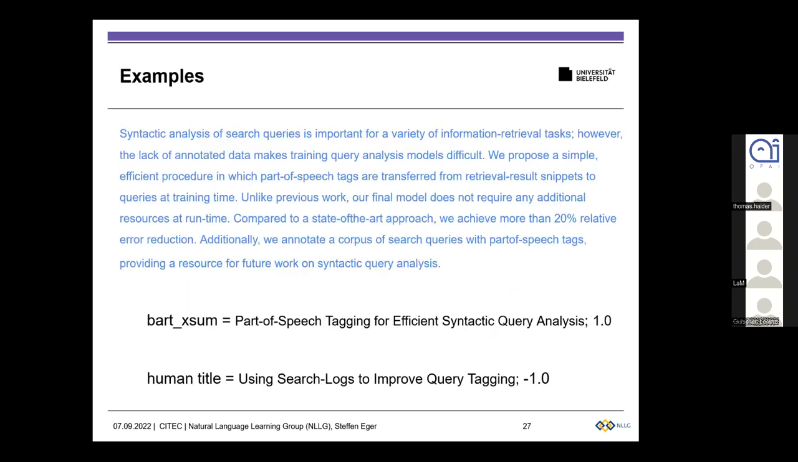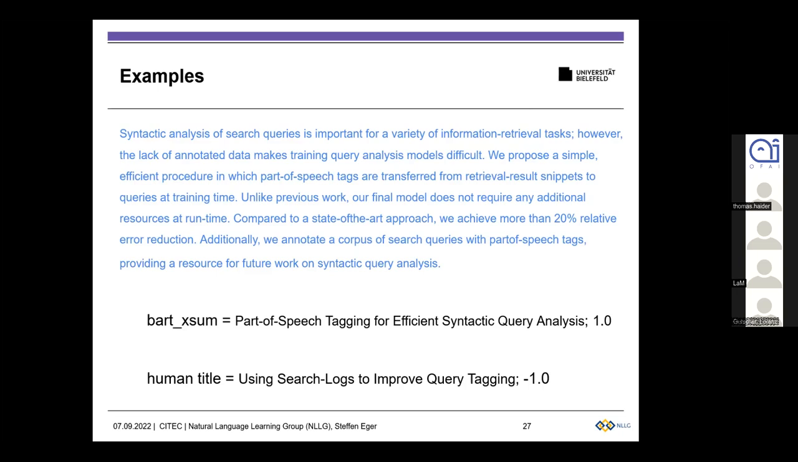So we looked a little bit into the data, at cases where the human title is selected as the worst one, and I read one out to you. The abstract is: Syntactic analysis of search queries is important for a variety of information retrieval tasks. However, annotated data makes training query analysis models difficult. We propose a simple, efficient procedure in which part of speech tags are transferred from retrieval results snippets to queries at training time. Unlike previous work, our final model does not require any additional resources at runtime.